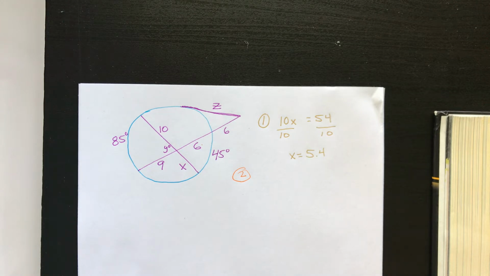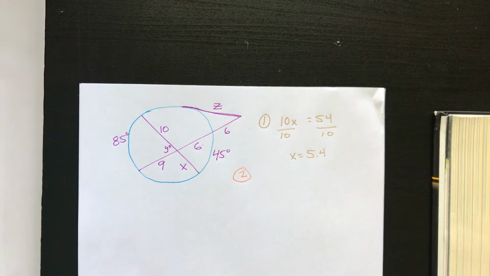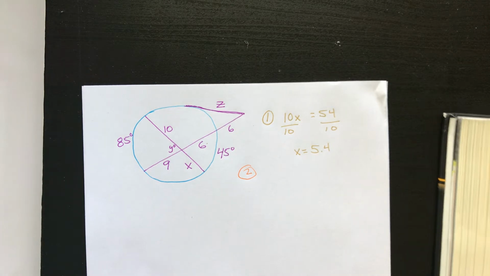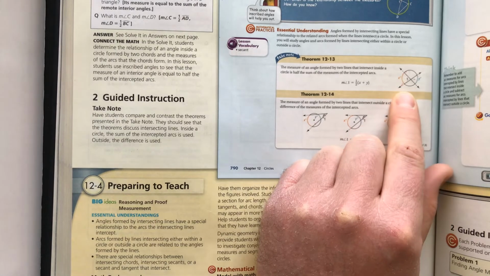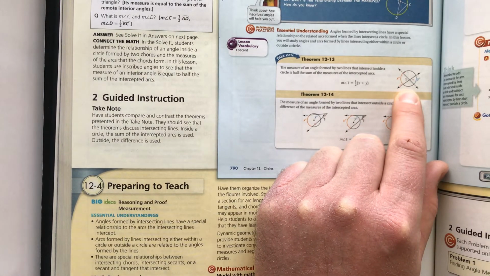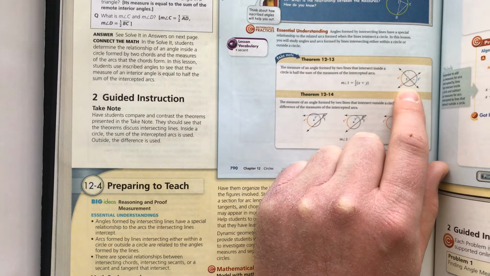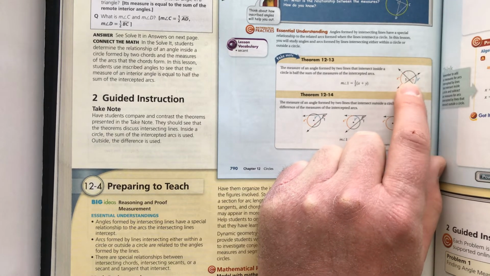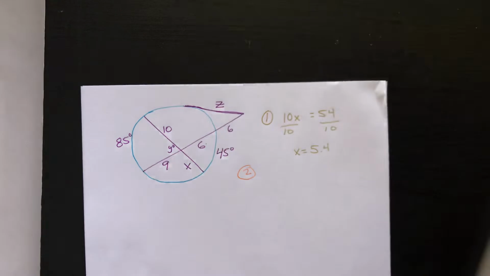Number 2 says, what is the value of y? All right, so y, we are solving for an angle measure, okay? And notice that the intersection is happening inside of the circle, okay? So we're going to be using this theorem, all right? Theorem 12-13, the first one. So it's x plus y, the two arcs, all right? And then divided by 2.